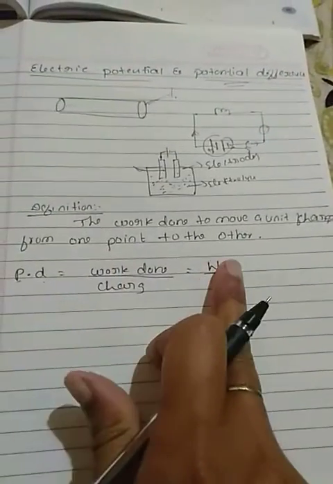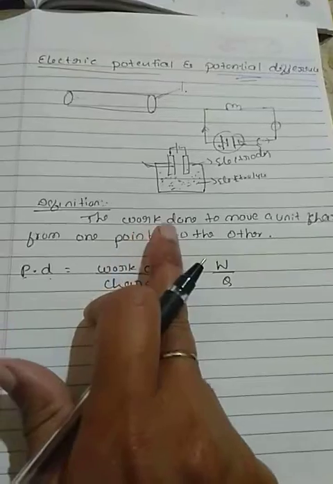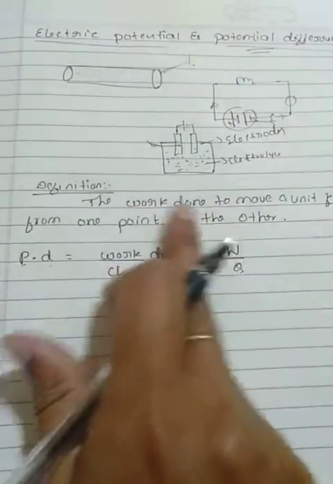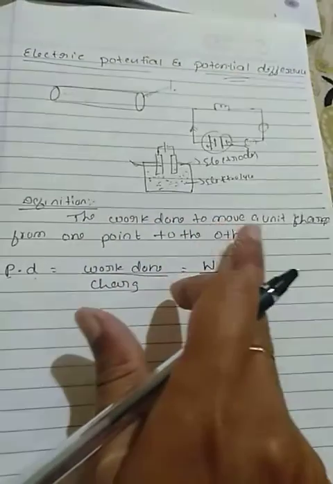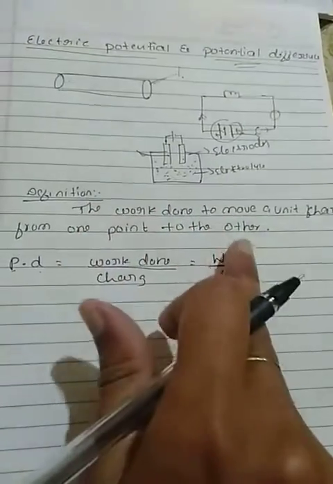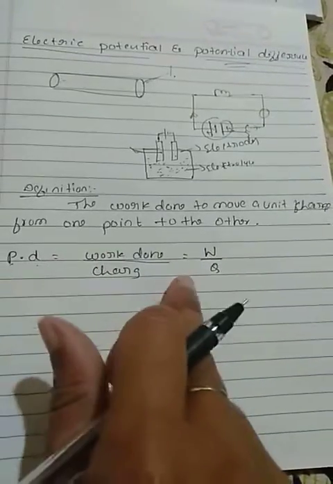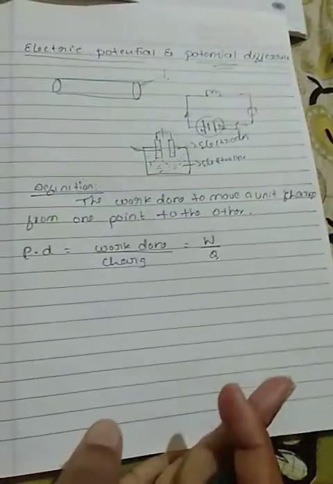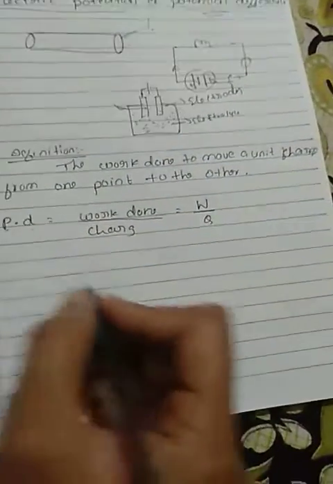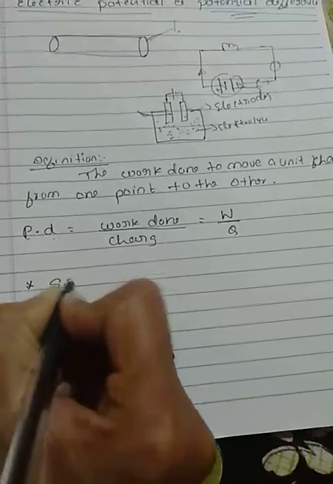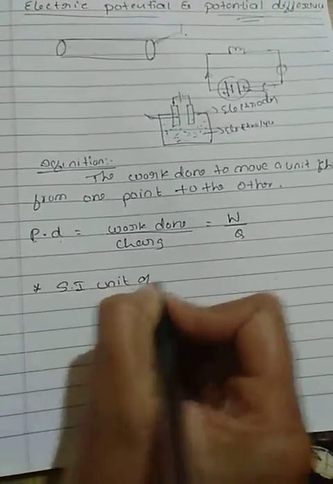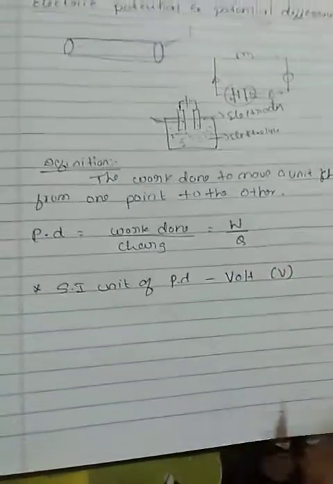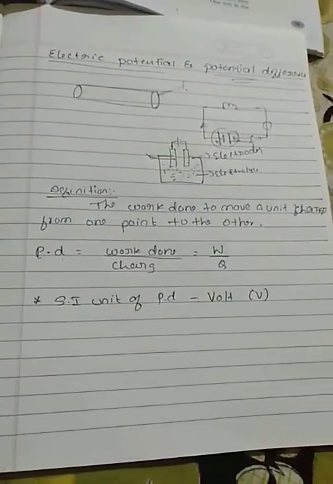So how do we define potential difference? Potential difference between two ends of the electric circuit is defined as the work done to move a unit charge from one point to the other point. In equation we can write it as W by Q. The SI unit of potential difference is volt. Remember that.